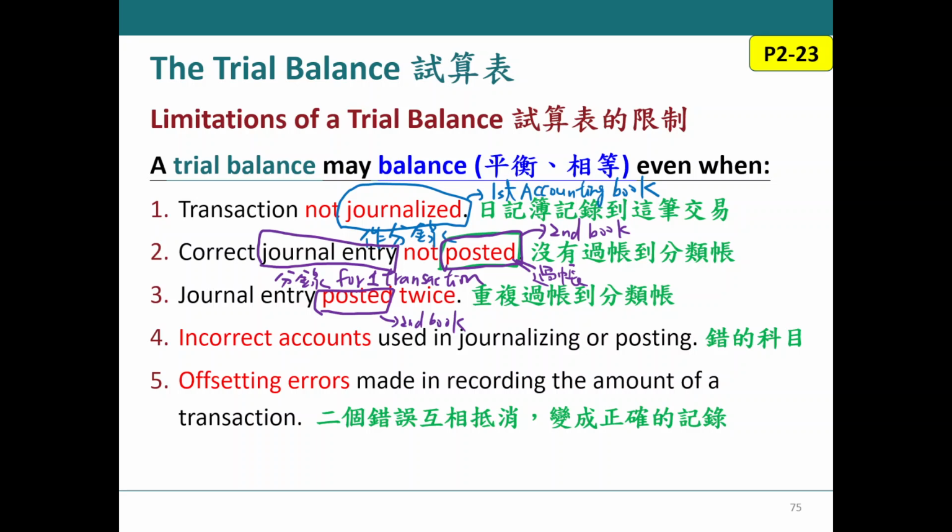The fourth mistake you made is what? Incorrect account. Did you make this mistake on the first quiz? Incorrect account. You use the wrong name. So, incorrect account.